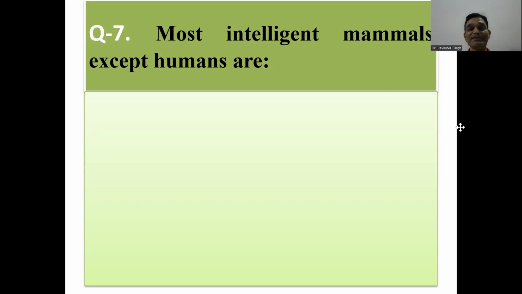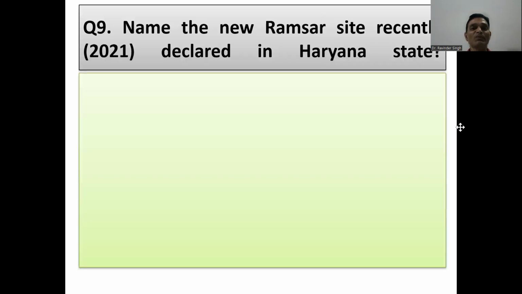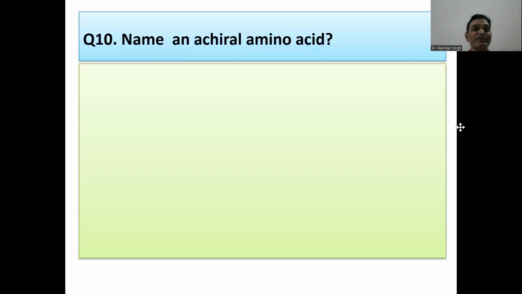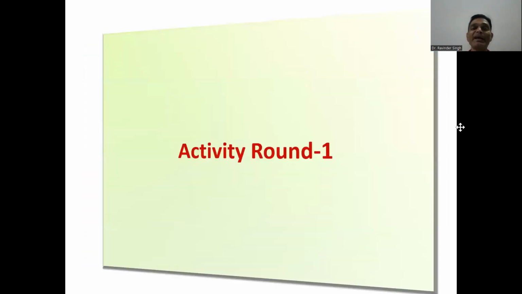Most intelligent mammals except humans are dolphins. If an amoeba is placed in salt water, its contractile vacuole will disappear. Name the new Ramsar site recently declared in Haryana state in the year 2021. The answer is Bhindawas Wildlife Sanctuary, which is situated in Jhajjar district. Name an achiral amino acid, that is for the spectators. Last one, also for the spectators. The answer is glycine. Next is the activity round.